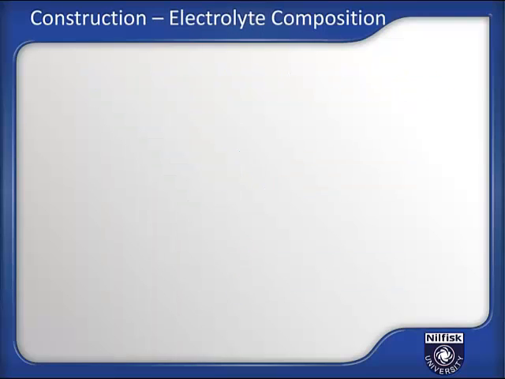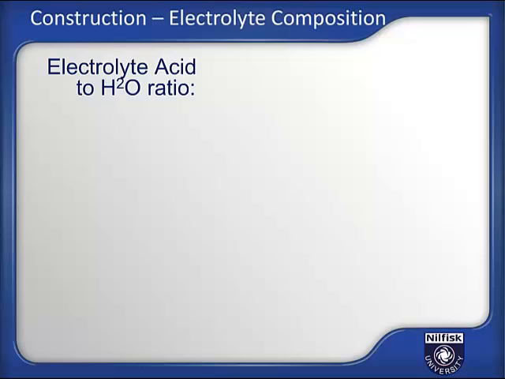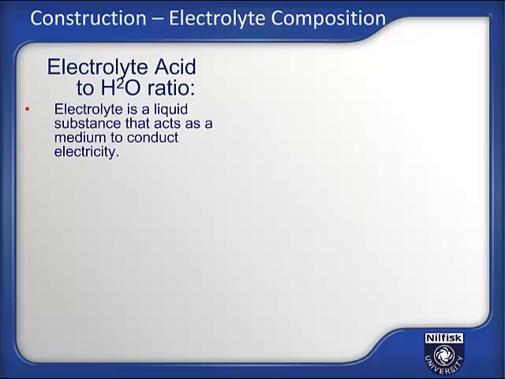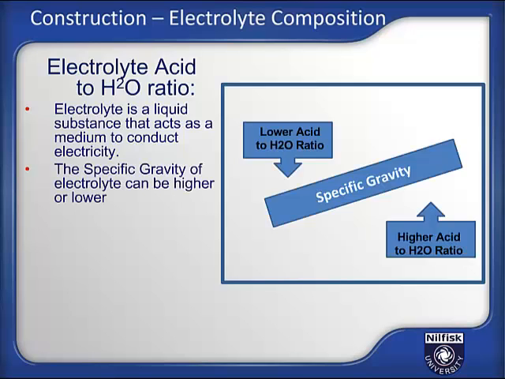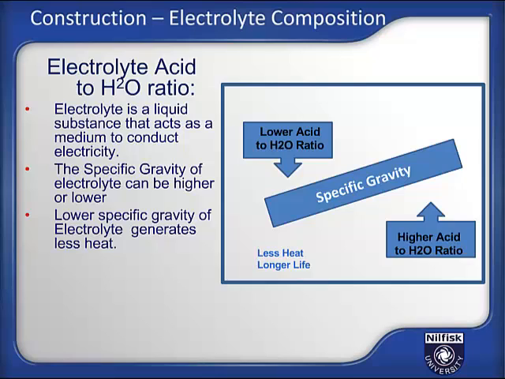The third component in battery construction when comparing deep cycle battery technology is the electrolyte composition, or basically your electrolyte acid to water ratio. Electrolyte is a liquid substance that acts as a medium to conduct electricity. The specific gravity of electrolyte can be higher or lower. Lower specific gravity of electrolyte generates less heat.